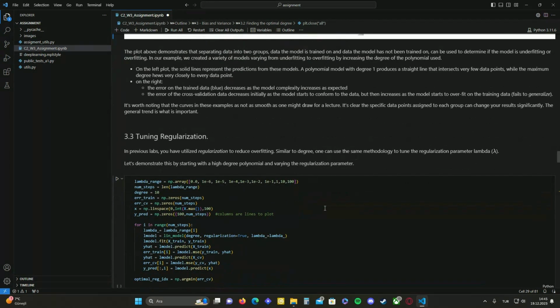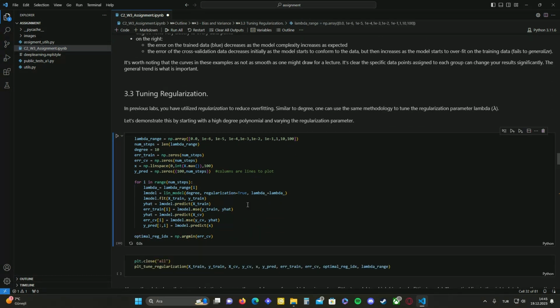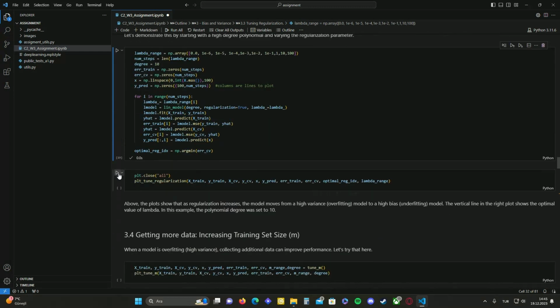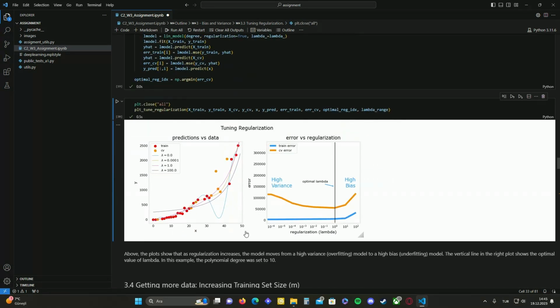Tuning regularization. In previous labs, you have utilized regularization to reduce overfitting, similar to degree. One can use the same methodology to tune the regularization parameter lambda. Let's demonstrate this by starting with a high degree polynomial and varying the regularization parameter. Let's see the plot. Optimal lambda is around here, and here are the different lambda functions.